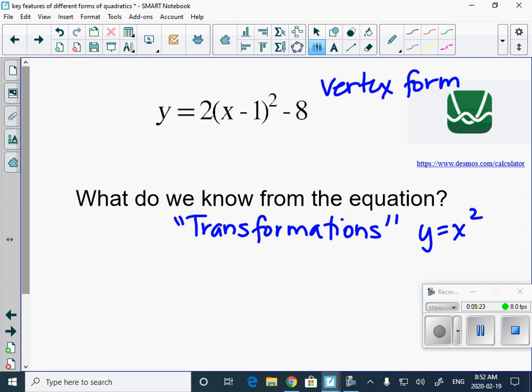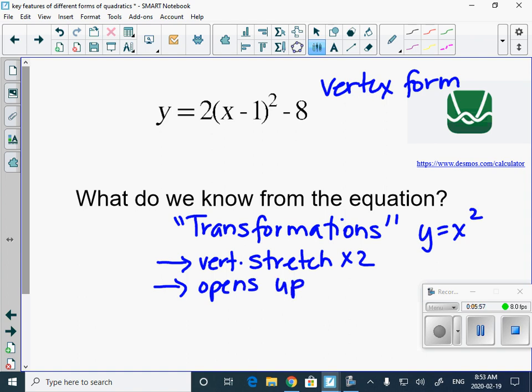So from unit 1 we have a vertical stretch factor 2. We have a horizontal shift 1 to the right and a vertical shift down 8. So we could graph this one a whole lot more quickly because we understand the transformations. But as far as key features go, what do we know? Well, we know that this one also has a vertical stretch factor 2. We know that this one also opens up.